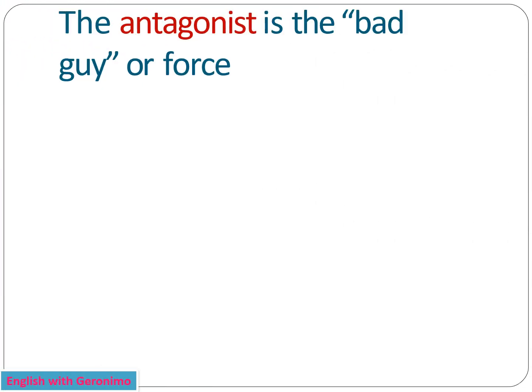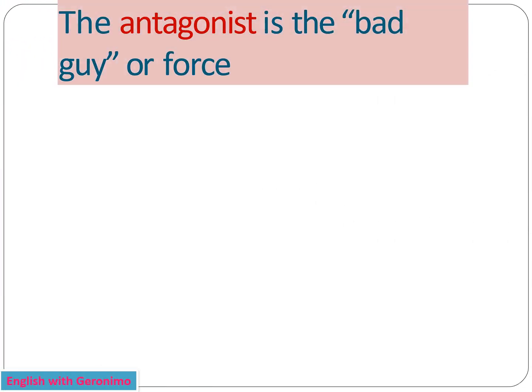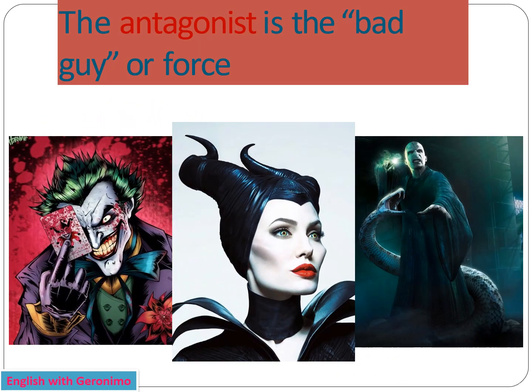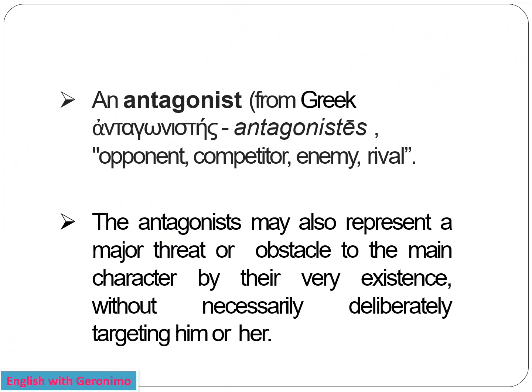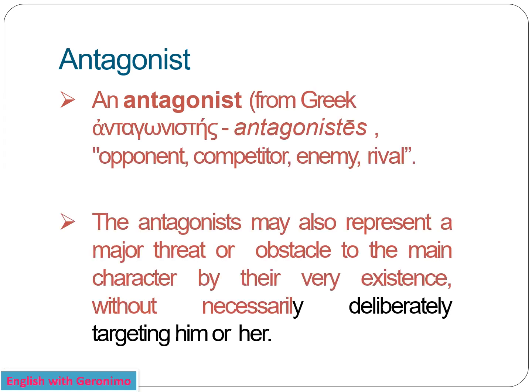Let's have the antagonist. The antagonist is the bad guy or force in the story. So these are the bad guys. Antagonist comes from the Greek antagonistis: opponent, competitor, enemy, or rival. An antagonist may also represent a major threat or obstacle to the main character by their very existence, without necessarily deliberately targeting him or her. Okay, now these are the antagonists.